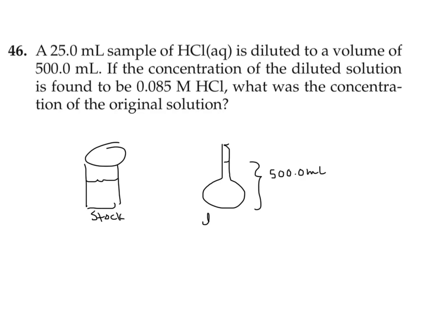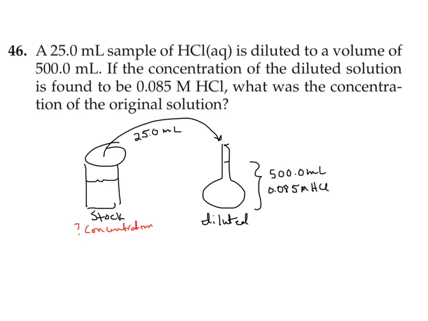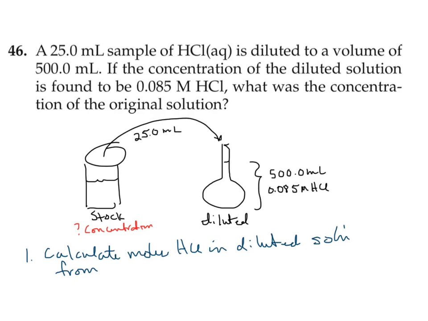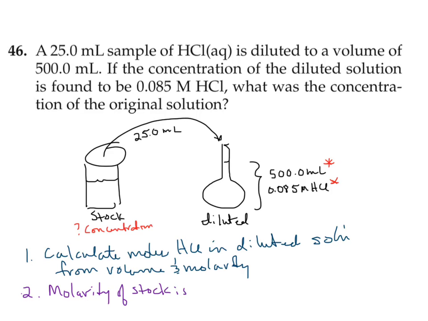Next one, see the pictures are just so helpful. So this is like one that we just did, where you know the diluted volume and concentration, you know the transfer aliquot. So we can get moles of, in this case, HCl transferred from volume and molarity. Then we can actually divide those moles by the transfer volume.